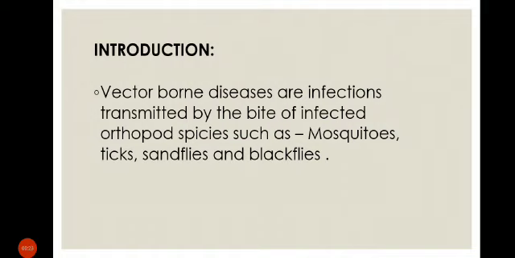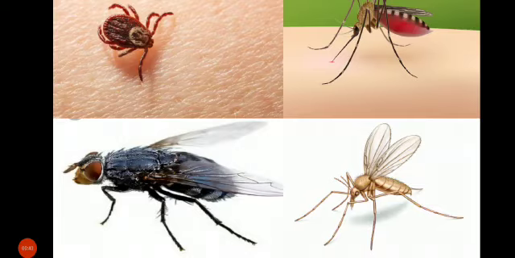Vector-borne diseases are infections transmitted by the bite of infected arthropod species such as mosquitoes, ticks, sandflies, and black flies. Here is the image of the mosquito-borne disease vectors. On the left side, the upper image is the tick and the lower image is the black fly, and on the right side the upper image is the mosquito and the lower image is the sandfly.